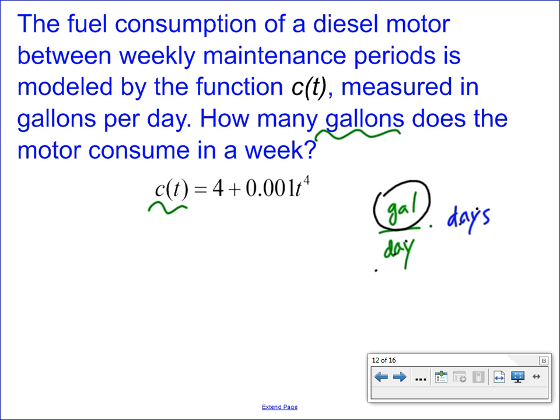In any case, let's do it. This is as easy as integrating from what to what for the course of a week. 0 to 7 of C of t. If C of t is already defined, you don't have to write it out as 4 plus 0.001 t to the fourth. If it's already defined, you can put C of t and still get full credit on your response question. But you have to put the dt, otherwise there goes your full credit. So I'm going to go ahead and do that and see what we get.